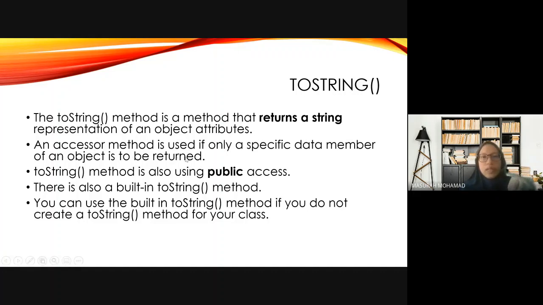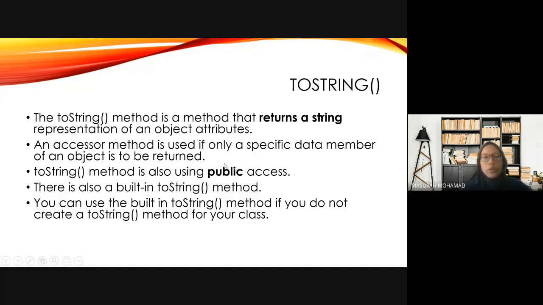An accessor method is used only for a specific data member. We can use the accessor just now to return a value, but toString can return more than one. That's why we can use toString. An accessor only returns one attribute, one accessor each. So if you have 10 attributes, you have 10 accessors or getters. But if you want to display the values of all your 10 attributes, you may use the toString method. Its public modifier is also set as public.